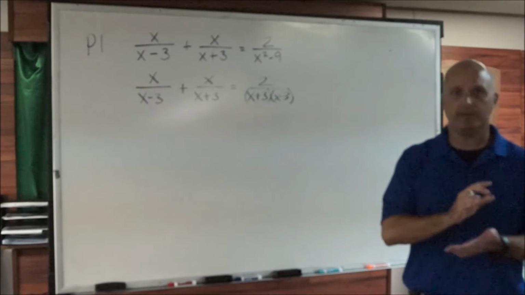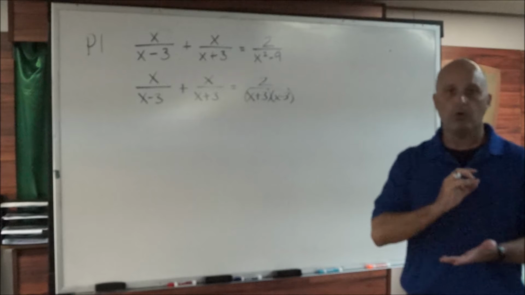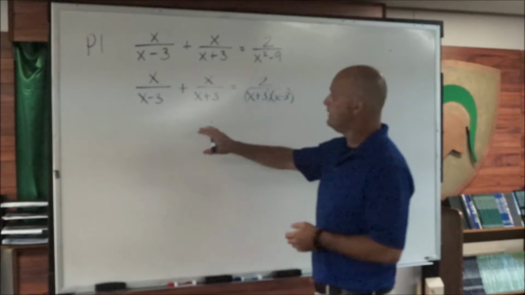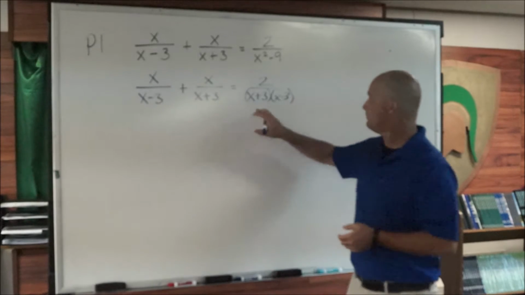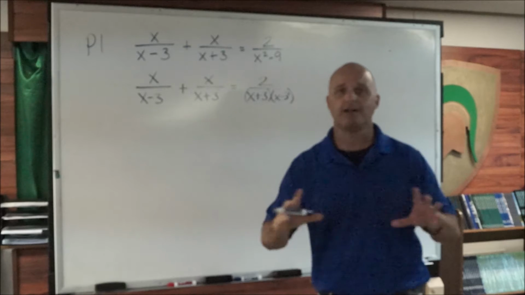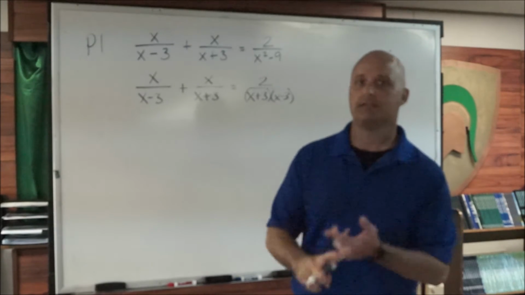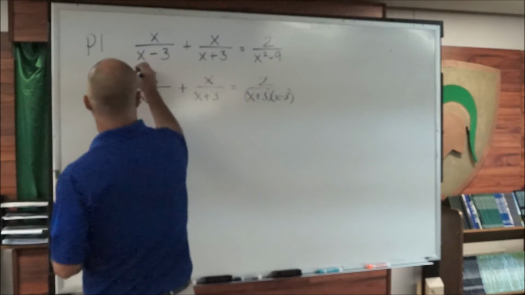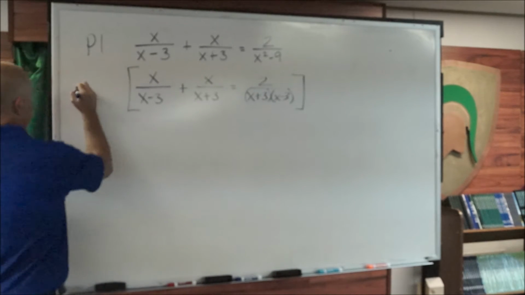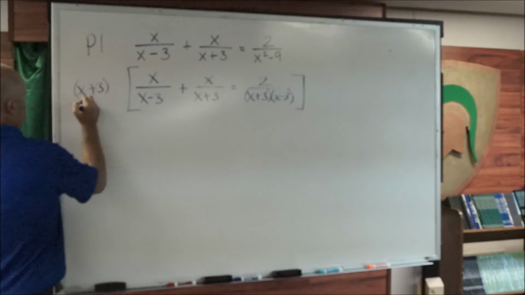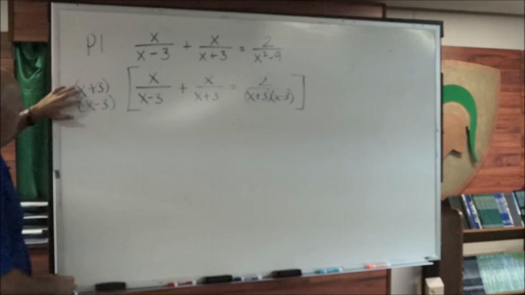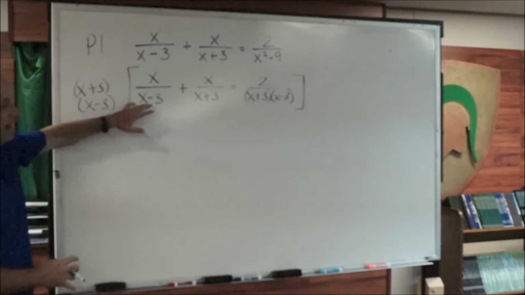Now, going back to algebra that we've been doing for the past couple of years, how do we get rid of something that's in the denominator? Well, we multiply it by whatever the denominator is. So since we've got an x minus 3 and x plus 3, and then an x plus 3 and x minus 3 in the denominator, we're going to multiply the entire thing by x plus 3 times x minus 3. So I'm going to put the entire thing in brackets here, and we're going to go x plus 3 times x minus 3. And what we'll do is anything that cancels out just cancels out.